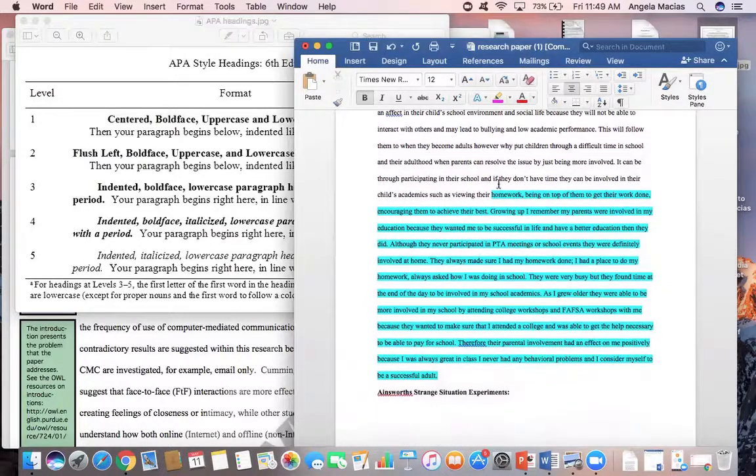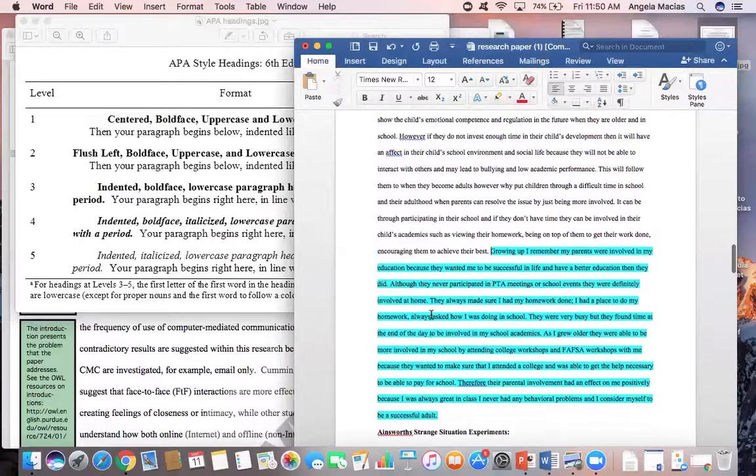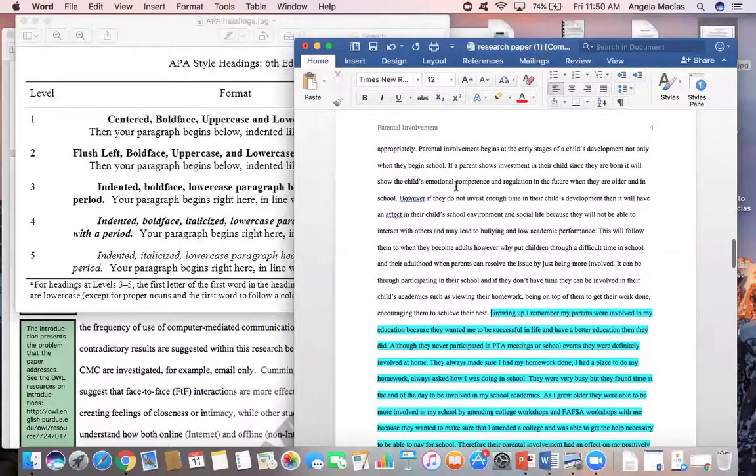But I also want to point out that right here, in fact, actually, I think probably not this one, but right here, where I started this highlight in blue, it says, growing up, I remember my parents were involved in my education because they wanted me to be successful in life. And it goes on to talk about this personal anecdote. And the rest of the paper is not written that way.